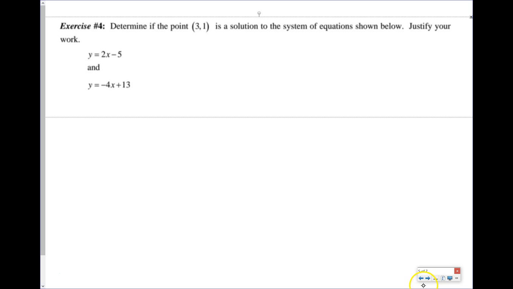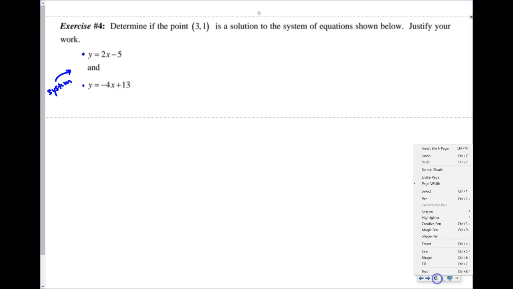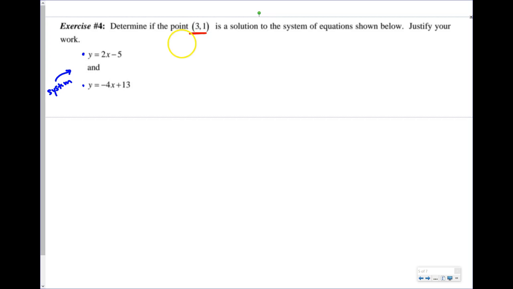So exercise 4, this is a system right here. I've got this first equation right here and this second equation. This is called a system. Okay, a system has two equations in it. And now this question is saying, is the point (3, 1) a solution to this system? In order for it to be a solution, it must work in both equations.